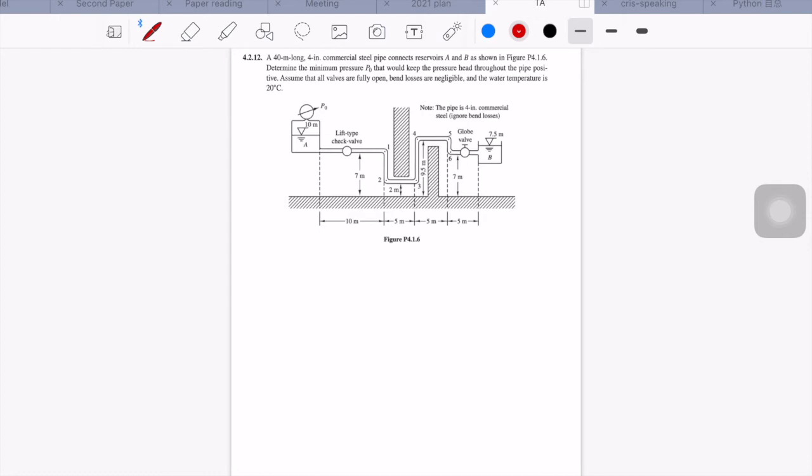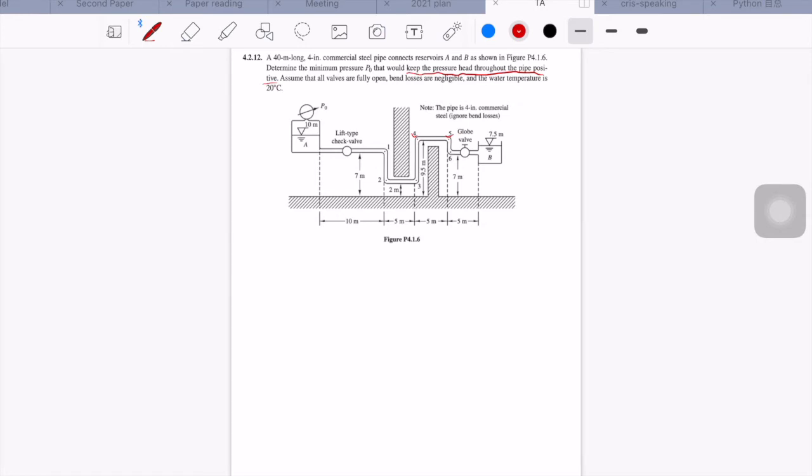So I think the key to solve this problem is to understand this sentence: keep the pressure head throughout the pipe positive. The most likely location for negative pressure in a pipeline is at the highest point in the system. So from this figure, we can see point 4 and point 5 are both at the highest location.